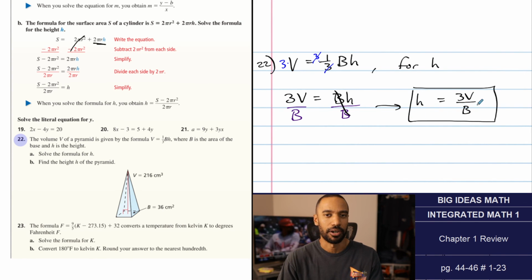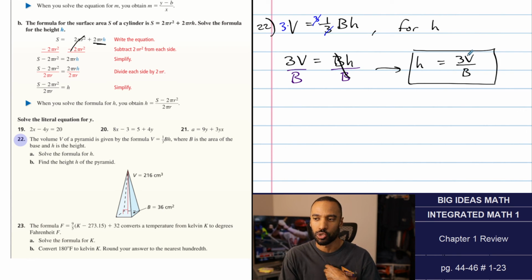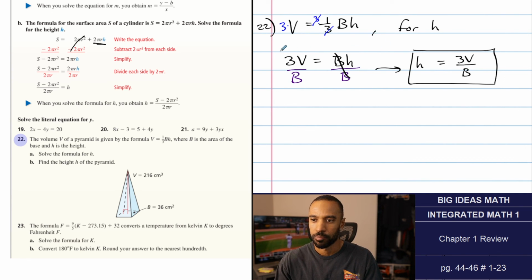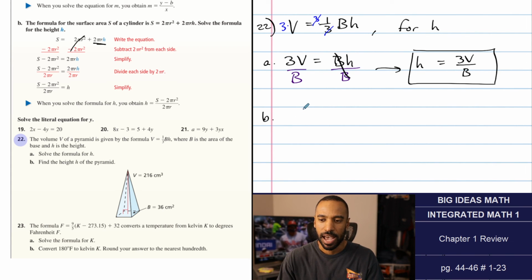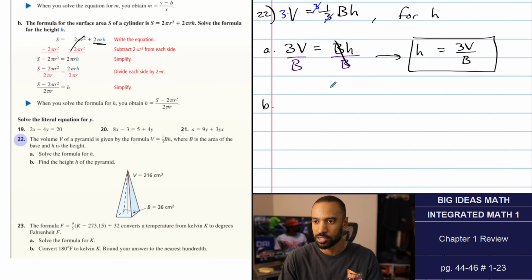3V over B. The height, you can triple the volume and divide by the base area, and you get the height. It says find the height of the pyramid. Now in this pyramid, that was part A, by the way. For part B, find the height of the pyramid. They say the volume's 216 cubic centimeters. The base is 36 square centimeters.